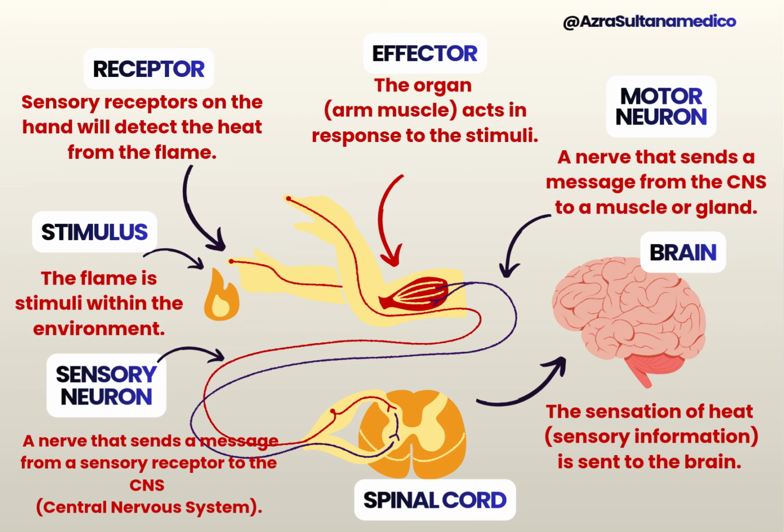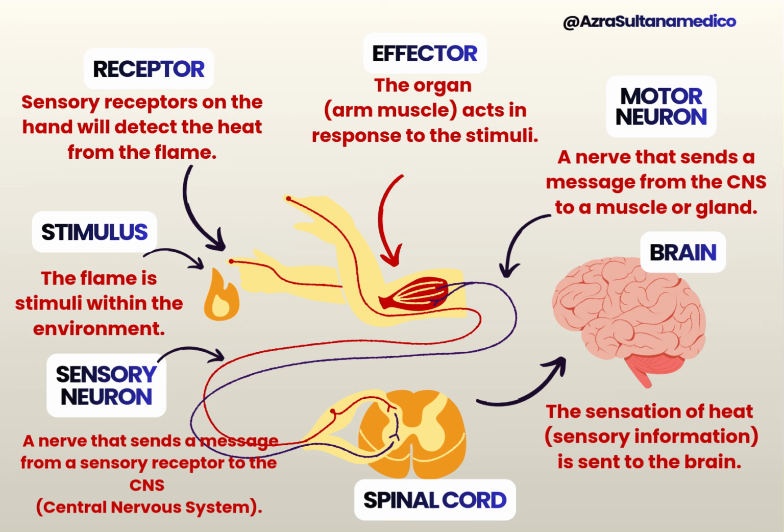So let's quickly summarize the pathway. Stimulus, the flame produces heat. Receptor, sensory receptors in the hand detect the heat. Sensory neuron, carries the message to the CNS. Spinal cord and brain, process the information and decide the response. Motor neuron, carries the command to the muscle. Effector, the arm muscle contracts and moves the hand away.